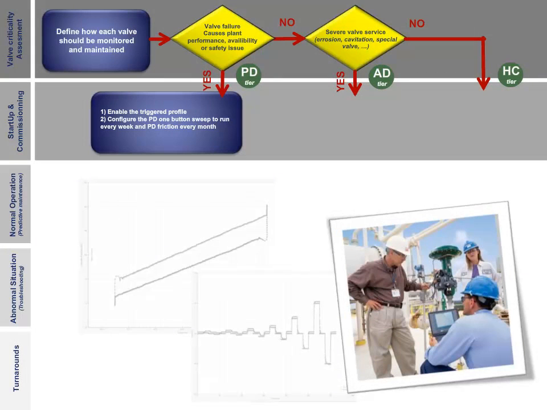Using AMS Valve Link or Valve Link Mobile, 1. Enable the triggered profile. 2. Configure the PD one-button sweep to run every week and PD friction every month.